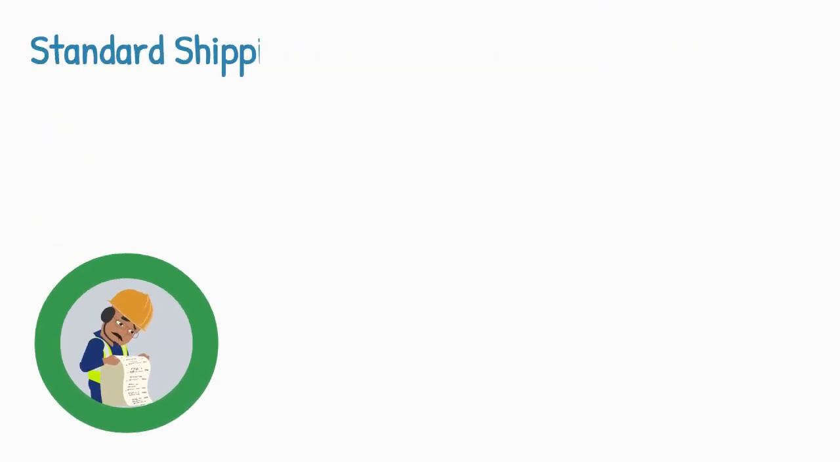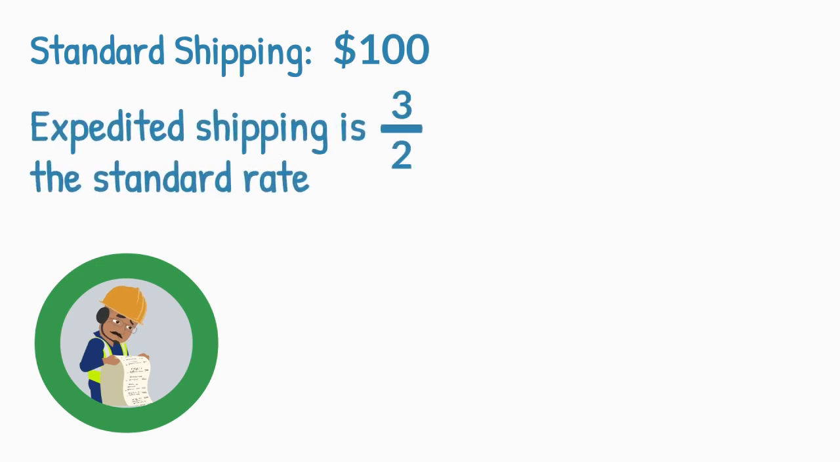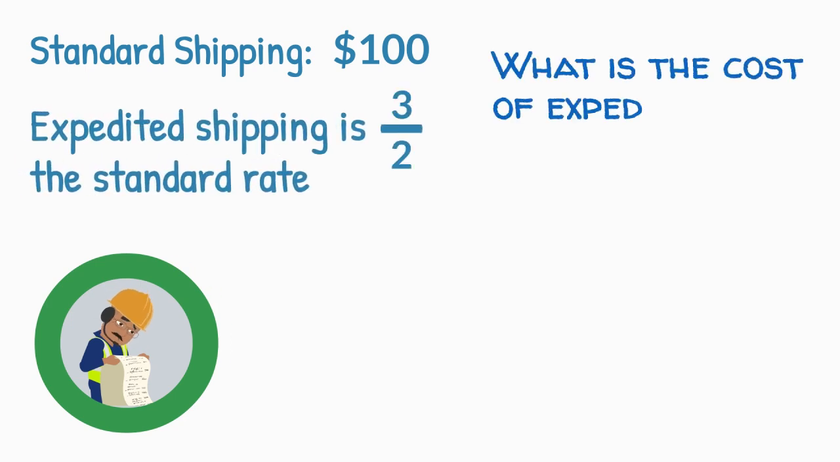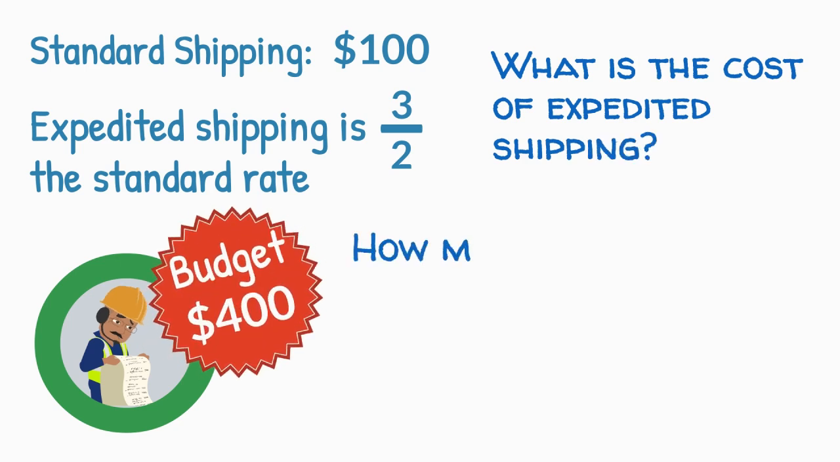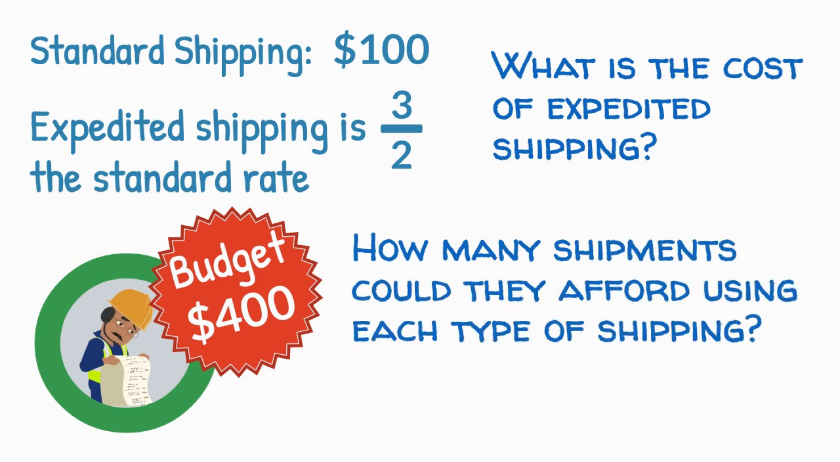Ramon reviews an invoice where standard shipping costs $100 and expedited shipping is 3/2 the standard rate. What is the cost of expedited shipping? If a client has a budget of $400, how many shipments could they afford using each type of shipping, standard and expedited?